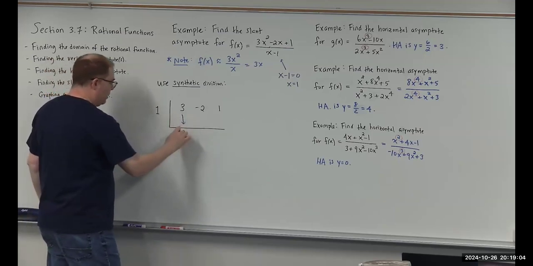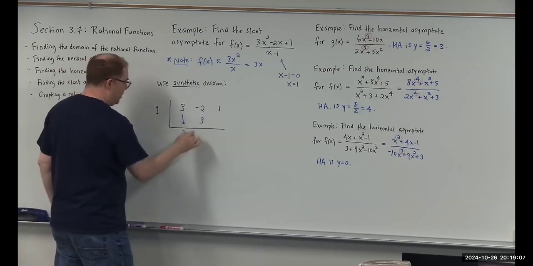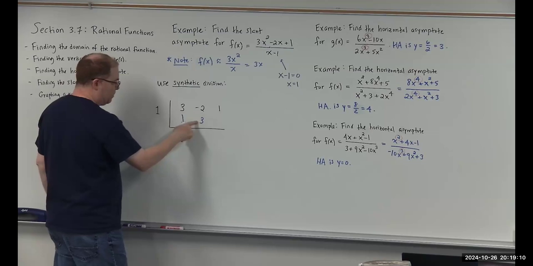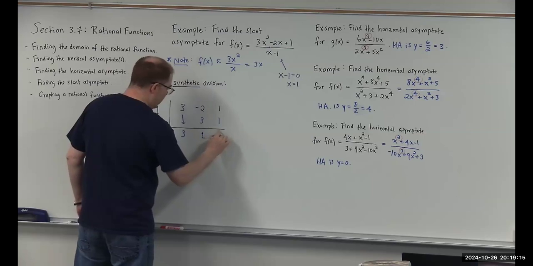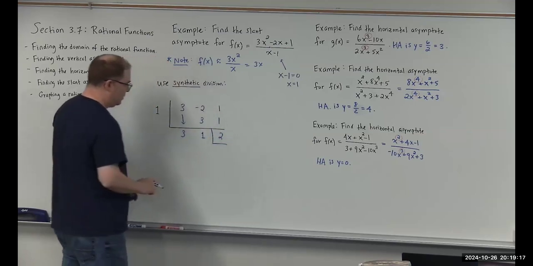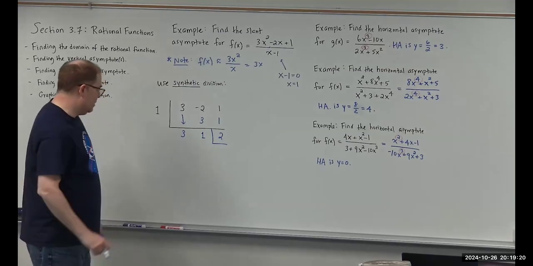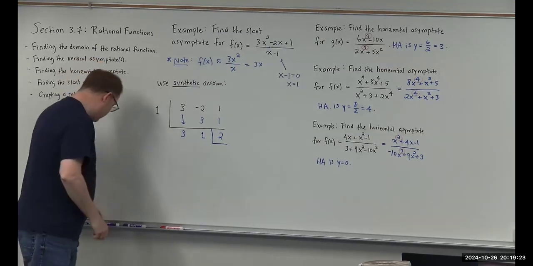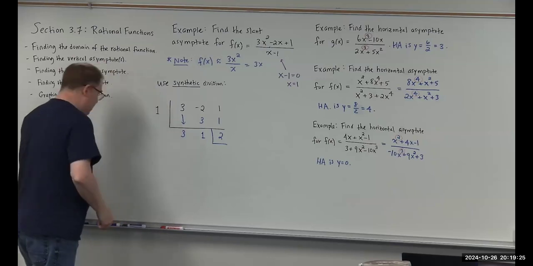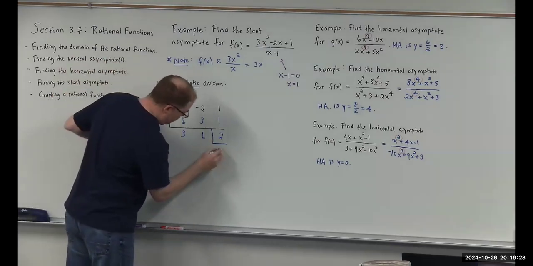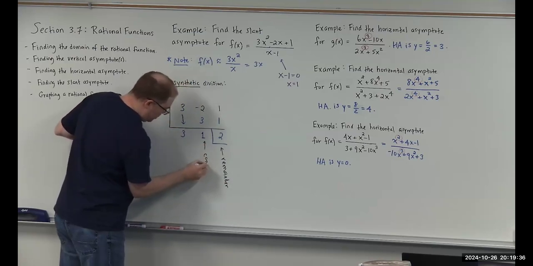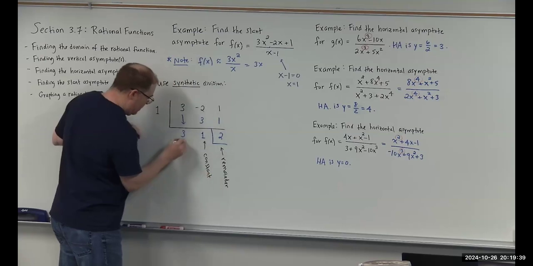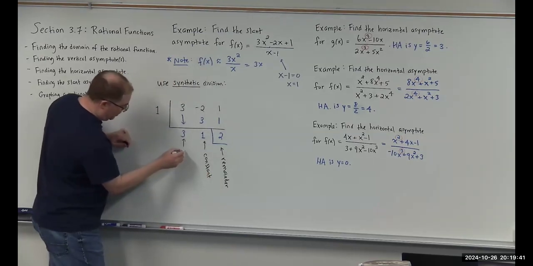So we bring this down. We get three times one, and we put that there. Take the sum: negative two plus three is one. One times one is one, and then we add those up. Remember, this is our remainder, this is our constant term, and this is our coefficient for the x term.